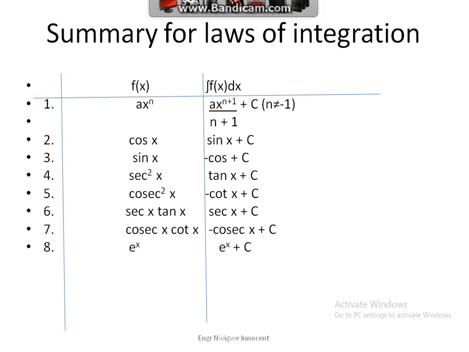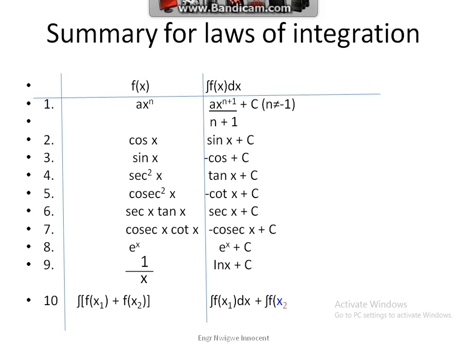Number 8. Given that the function of x is the exponential raised to power x, the integration of the function of x, that is f(x) dx, is exponential raised to power x plus c. Number 9. Given that the function of x is 1 over x, the integration of the function of x, that is f(x) dx, is ln x plus c.